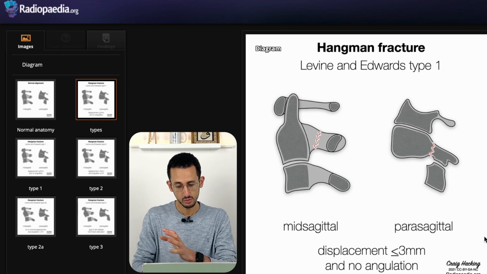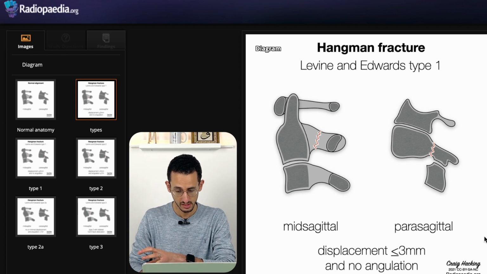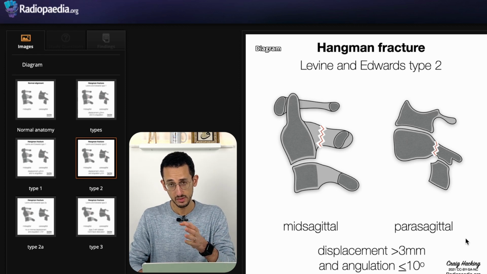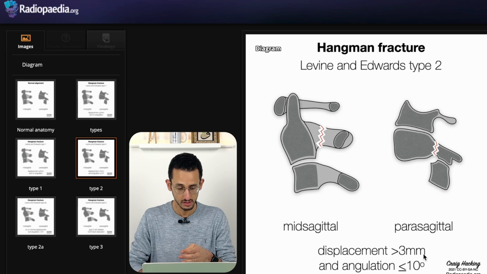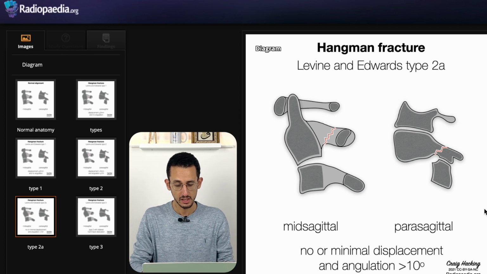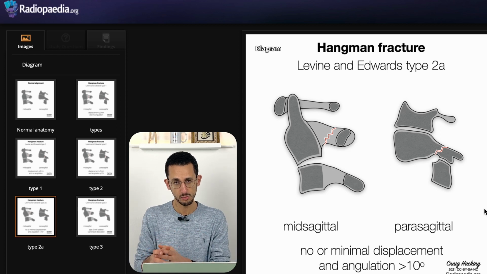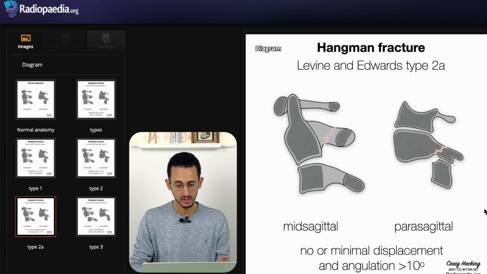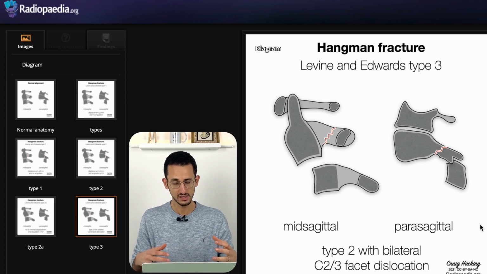To start with, type 1 would have a displacement of less than 3 millimeters, as you can see, with no angulation. And then type 2, you would have a displacement of more than 3 millimeters, but there is an angulation, and it's less than 10 degrees. And then we have type 2A, which is basically no or very minimal displacement. We're not interested in the displacement here, but the angulation is more than 10 degrees. So as you can see, we're focusing either on the amount of displacement or the degree of angulation. And finally, type 3 is basically the whole facet is dislocated between C2 and C3 bilaterally.